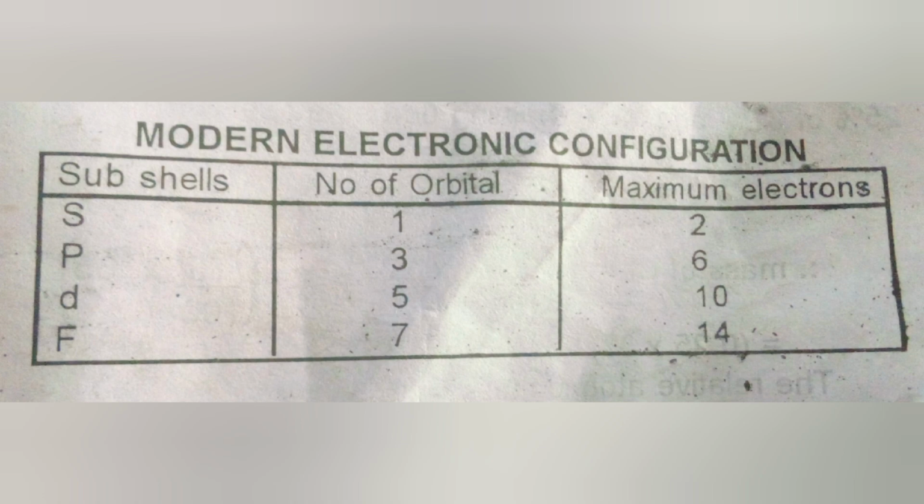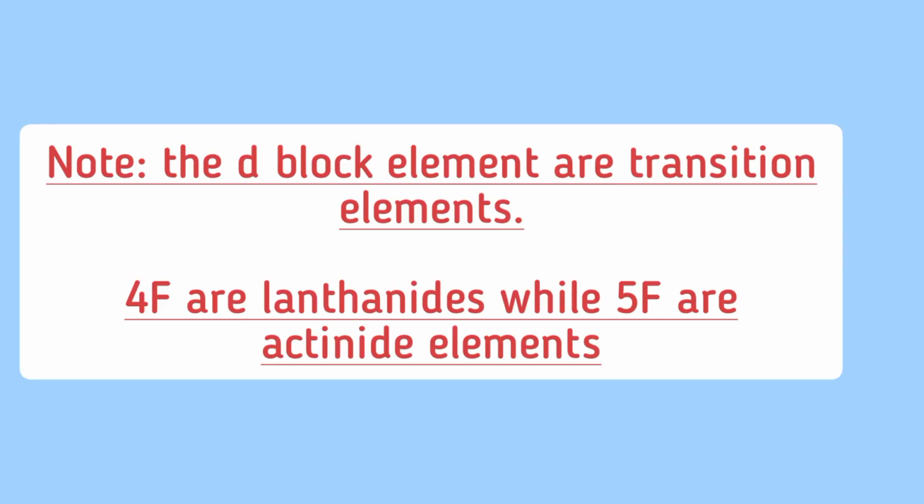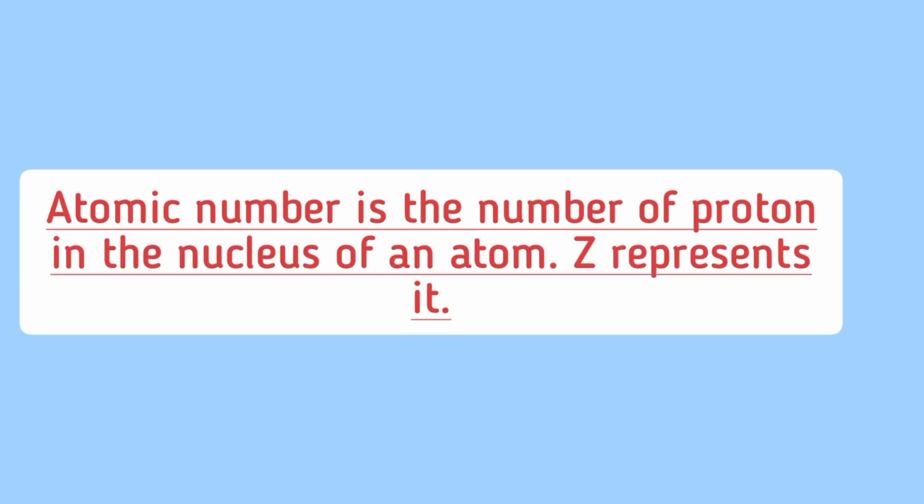Then the subshells, the number of orbitals, the maximum electrons, that is the s, p, d, f. You can see everything is just there. You can still take a screenshot of these things so that maybe later you can learn on your own. And you note the d-block elements are transition elements, 4f are lanthanides, while 5f are actinide elements. Take note of this particular one.